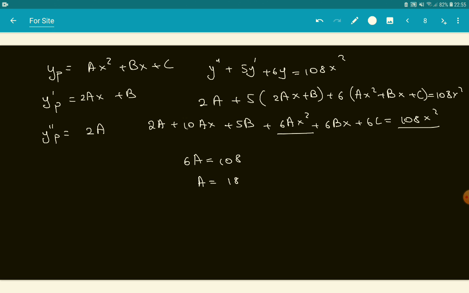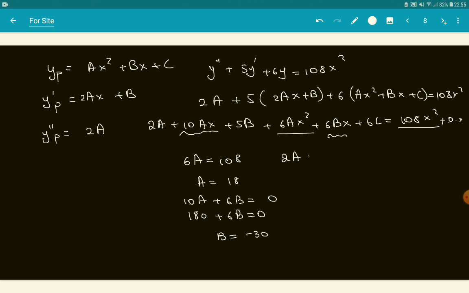So the next part is looking at the x terms. So 10a plus 6b should be equal to 0 because the coefficient in front of x is 0. I know it is 180, multiplied by 18 plus 6b is equal to 0, and b from here is negative 30. Easy, right?